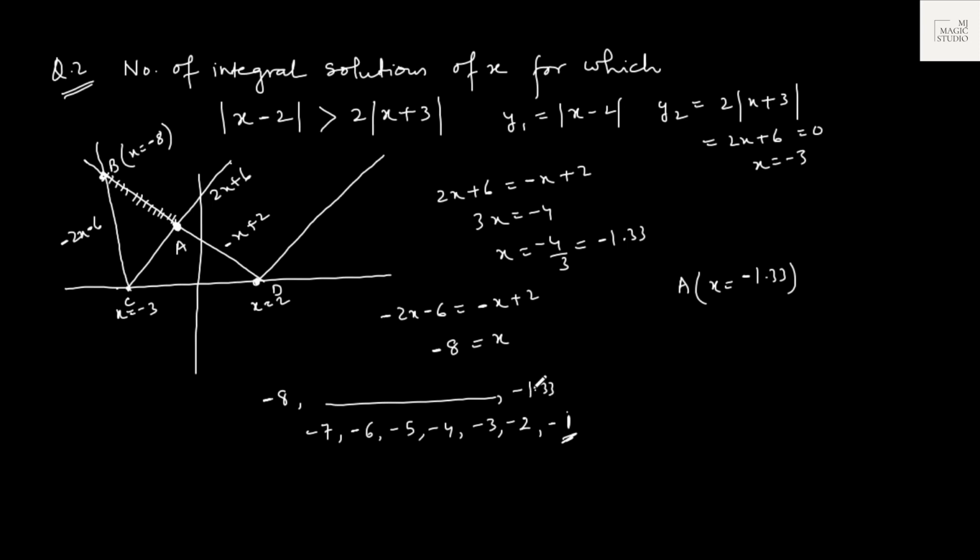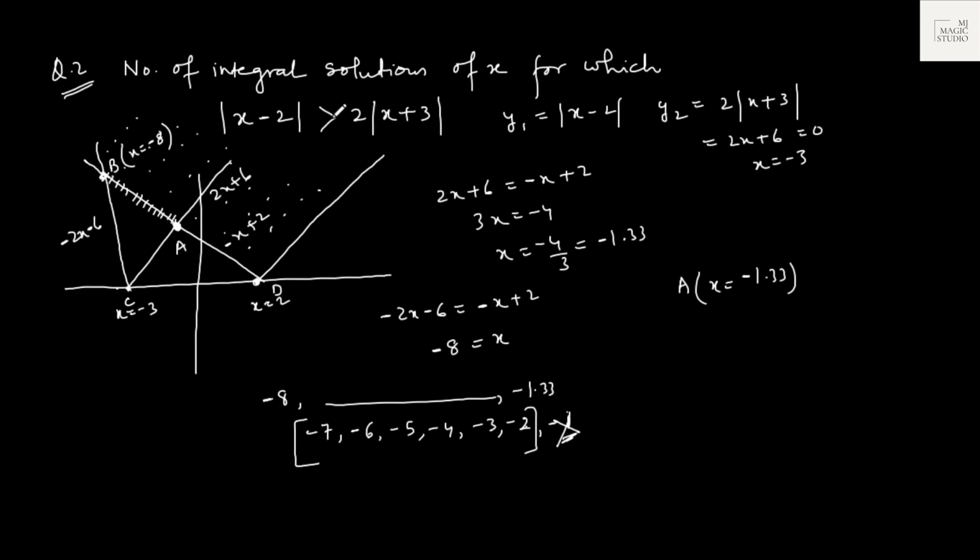Now minus 1 we can't take because we need to go till minus 1.33. Minus 1 is obviously greater than this. So how many values of x are we left with? 1, 2, 3, 4, 5, 6. On this particular line there are only 6 values of x which are applicable, and we are looking at y1 greater than y2. This is y1 and this is greater than y2, that means it will be on the upper side. It will be on this side.